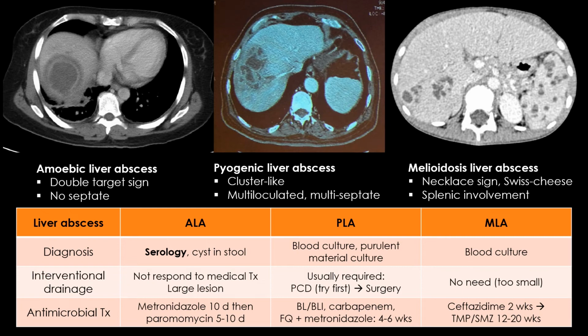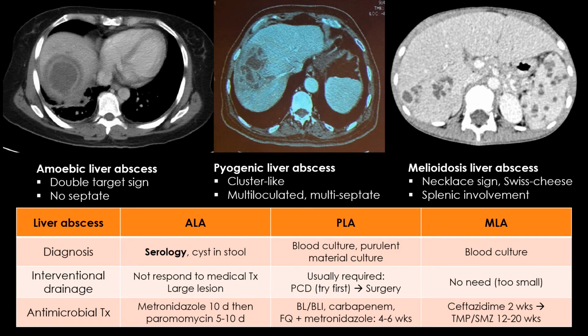About the diagnosis, we can use serology for the Entamoeba histolytica titer, or maybe you find cysts in stool. For pyogenic abscess, if there is bacteremia, the blood culture may be positive, or if the abscess can be drained, the pus material culture may reveal the organisms. For melioidosis, which is difficult to drain, you may catch the pathogen by a positive blood culture.